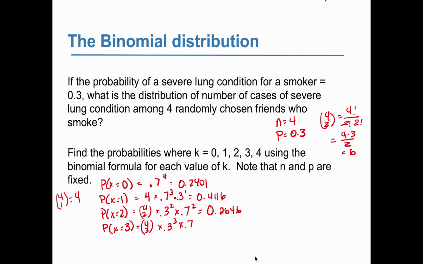Probability that exactly 3 have the lung condition is 4 choose 3, which is 4, times 0.3 to the 3rd times 0.7, which is 0.0756. And the probability that all 4 of them have the lung condition is just 0.3 to the 4th, which is 0.0081. If you add all those probabilities up, you should get 1. All the probabilities should add up to 1.